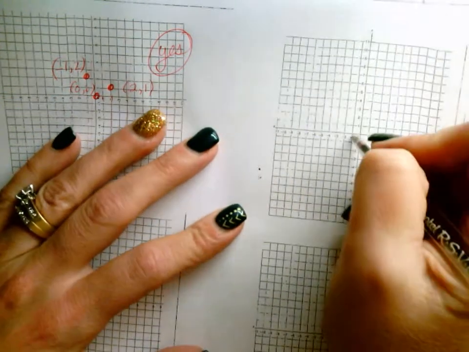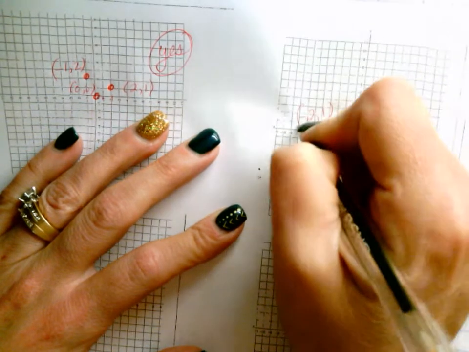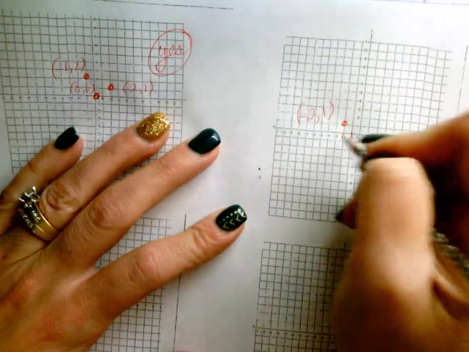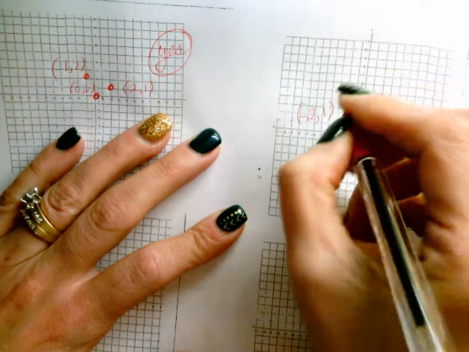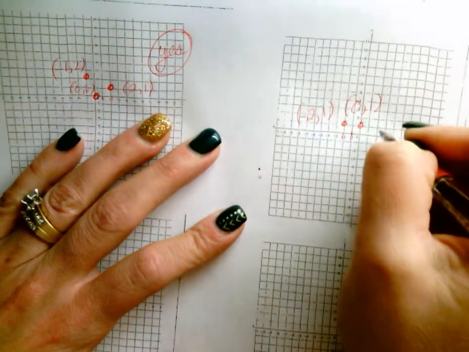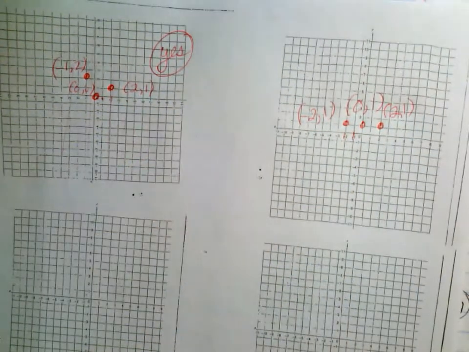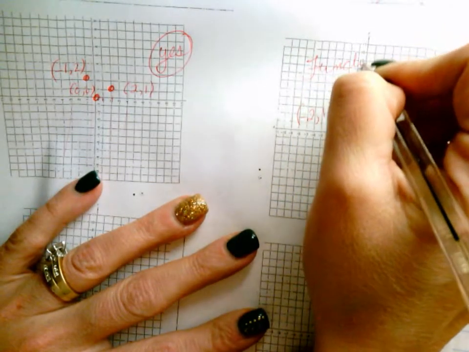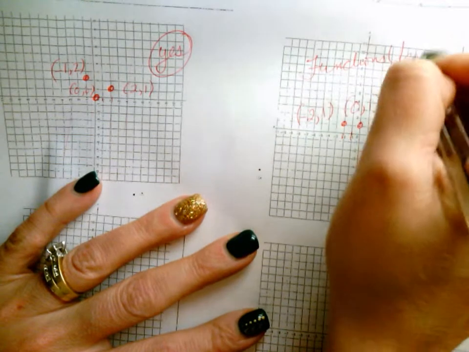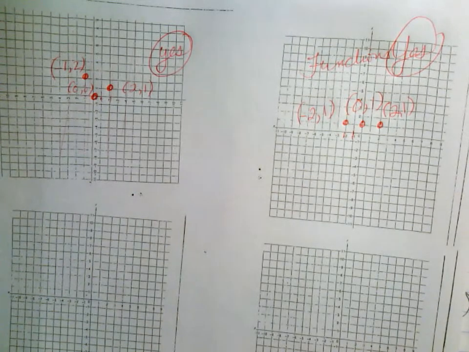Negative 2, 1. 0, 1. And 2, 1. Is this a function? It sure is. Okay? You cannot draw any line down to show that it's not a function. Okay?